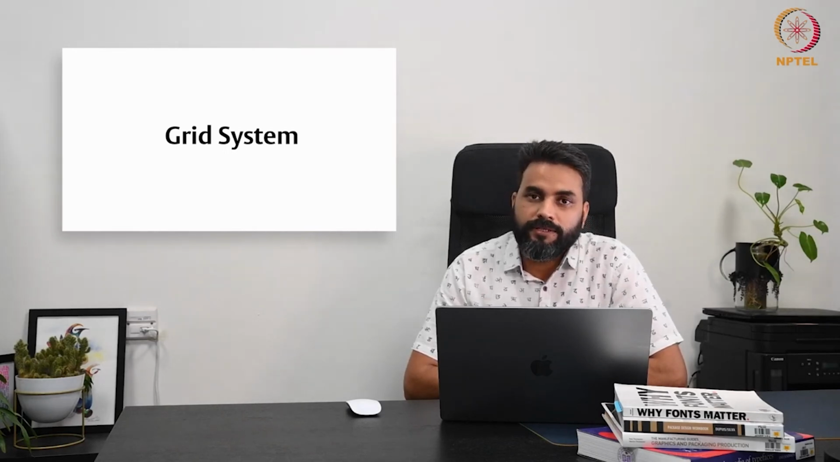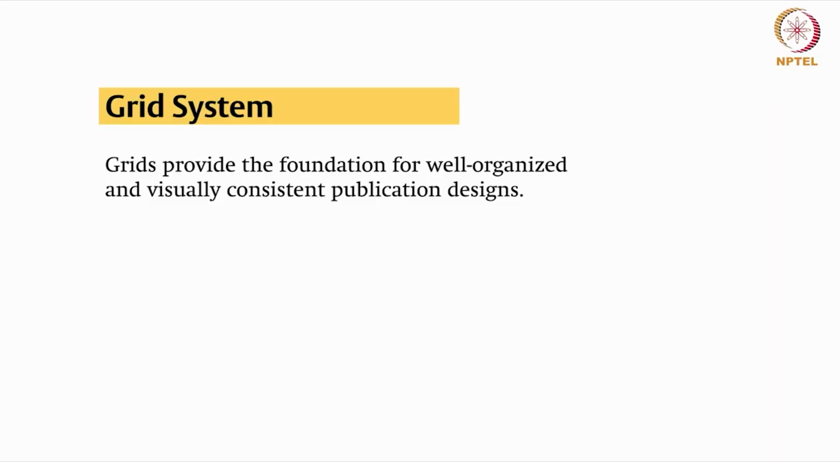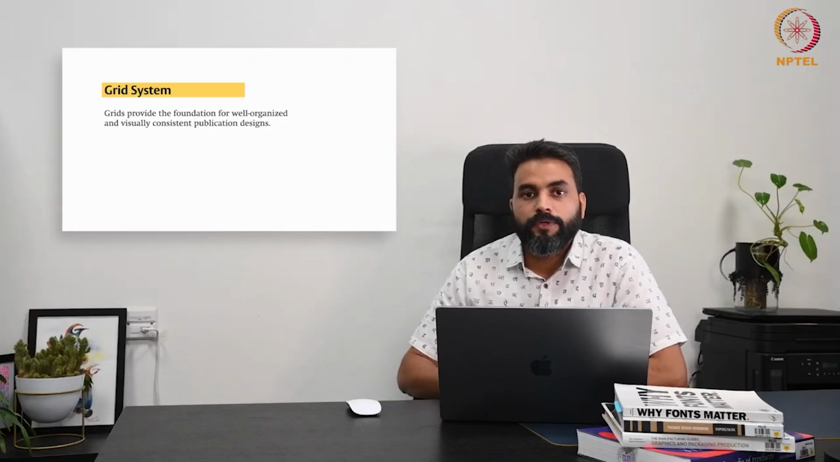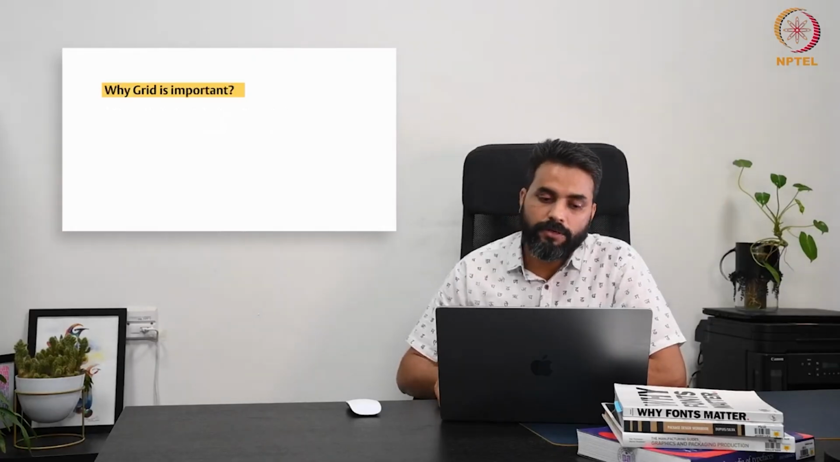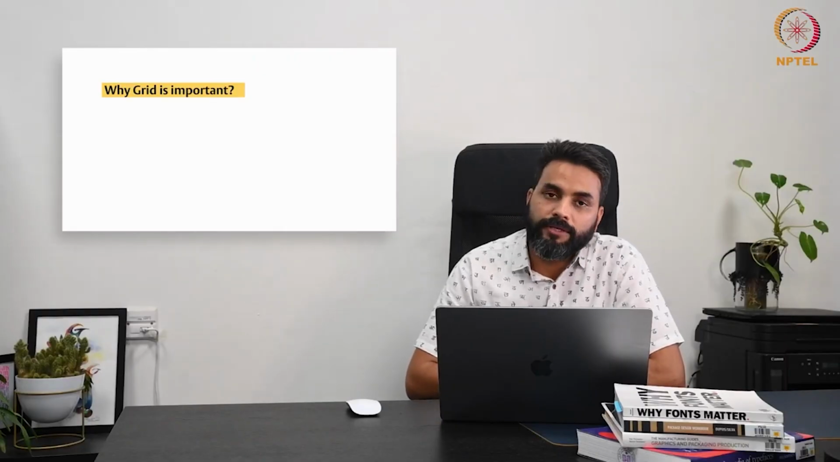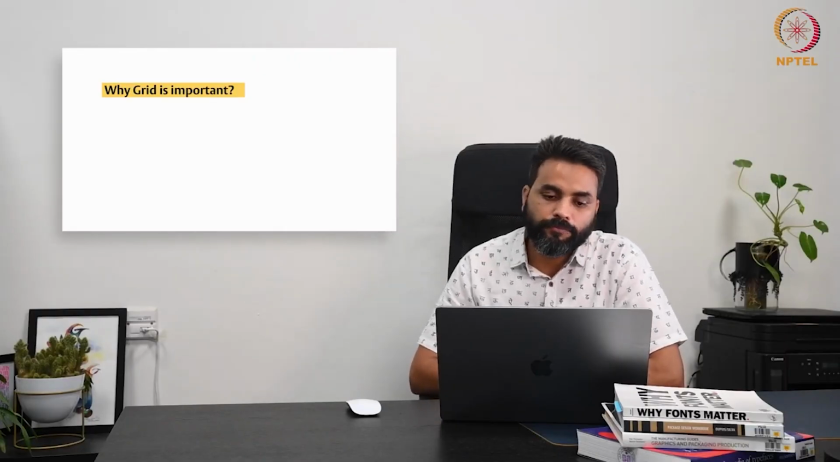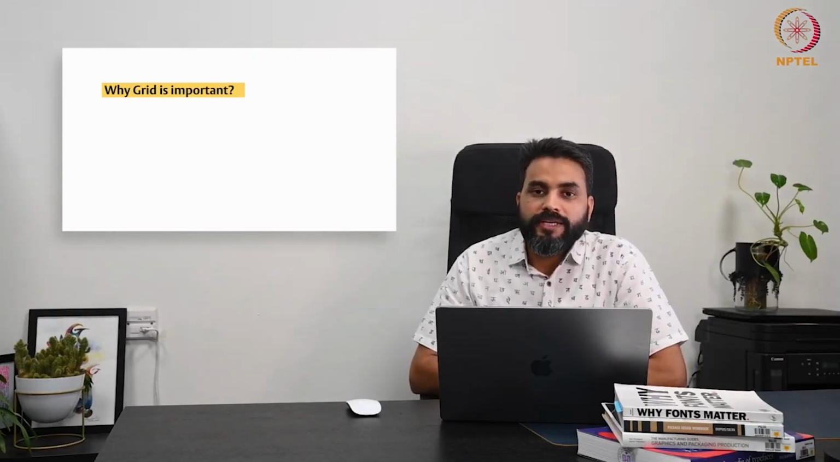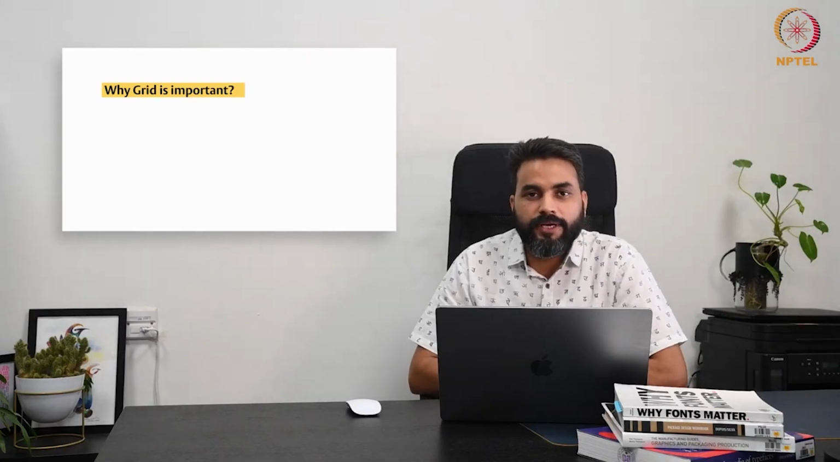So, what is a grid system? Grids provide the foundation for well organized and visually consistent publication design. But the question is, why is grid important? In what sense does it help a designer in terms of organizing the content within the layout?